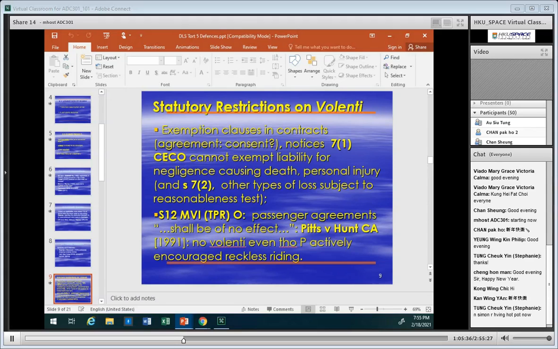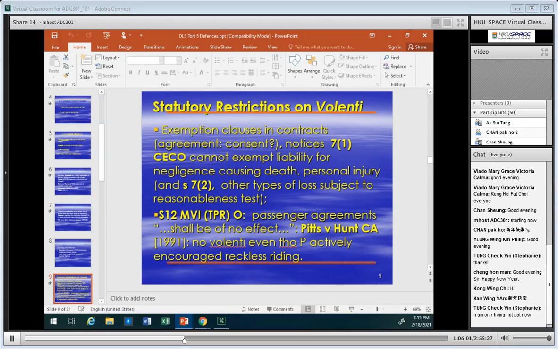Pitts and Hunt was also a case on Valentine, because when you look at the facts of Pitts and Hunt, you'll see it looks like the plaintiff had voluntarily assumed the risk, because Pitts and Hunt had been drinking together before Pitts rode on the back of a motorbike. So the motorbike was a vehicle on the road, and it was being driven by Hunt.